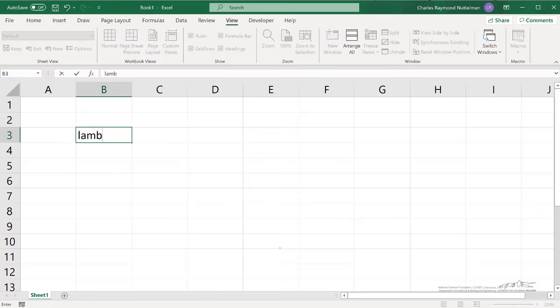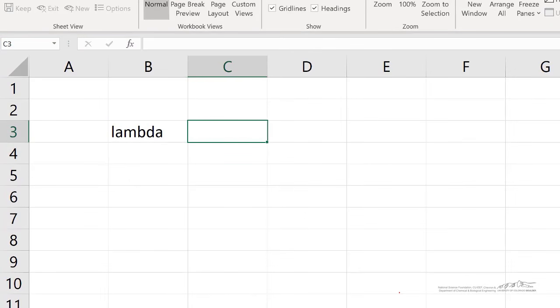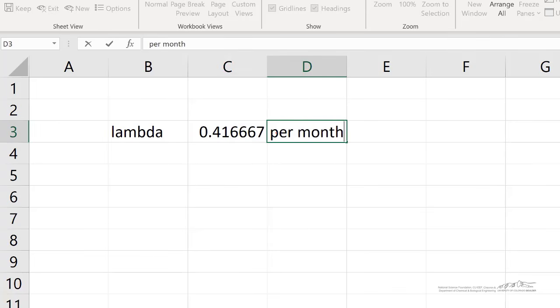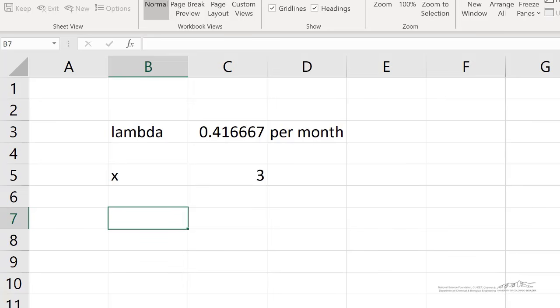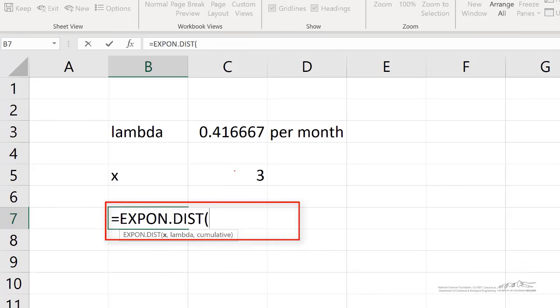Let me show you how we can do this in Excel. What I'm going to do first is put in a cell here for lambda, and that equals 5 divided by 12, and that's per month. Our x value is equal to 3 months, and we're trying to calculate greater than 3 months. So I can use the expon.dist function in Excel.